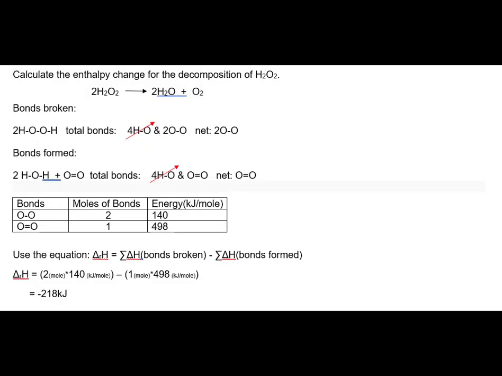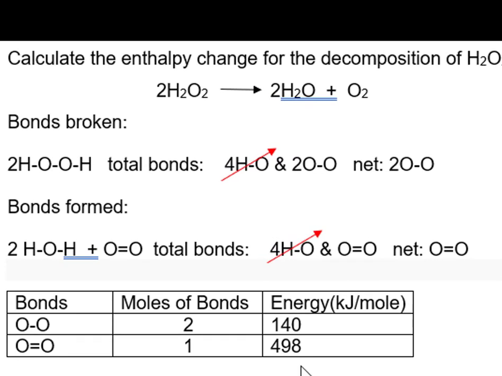In this example, we're going to calculate the enthalpy change for the decomposition of hydrogen peroxide. We draw coherent Lewis structures for the reactants and products. So the bonds broken are the OH and the OO bond in the hydrogen peroxide molecule.